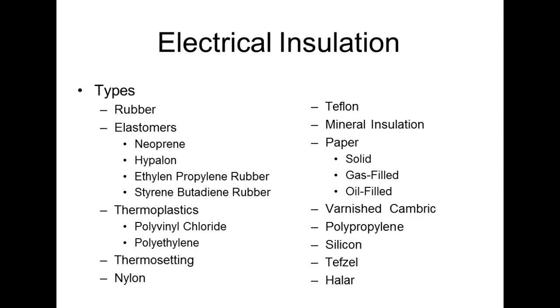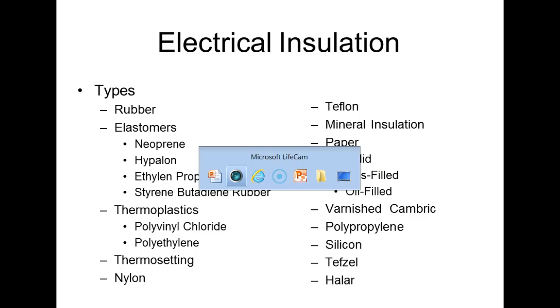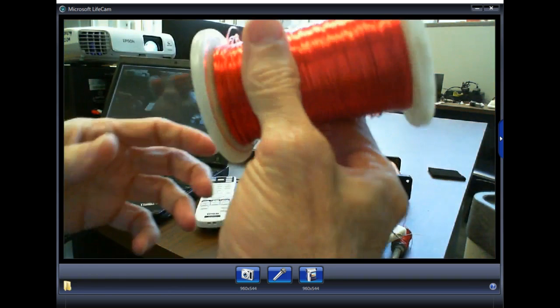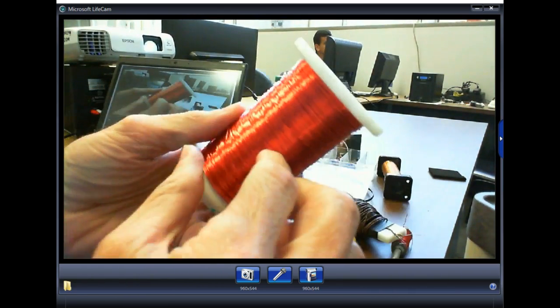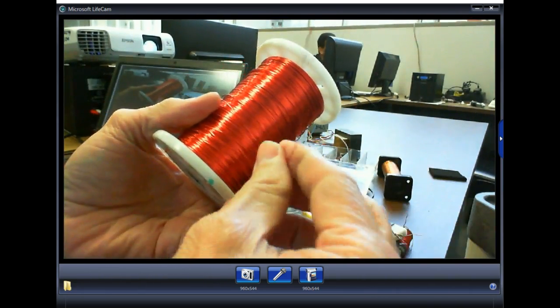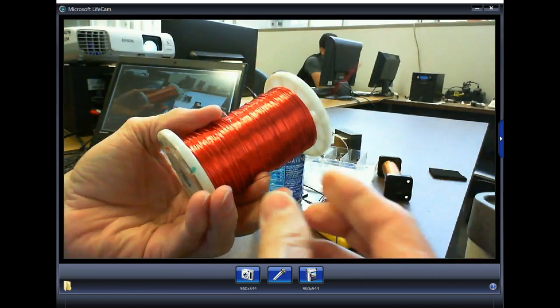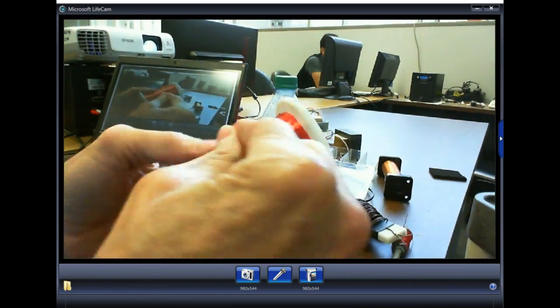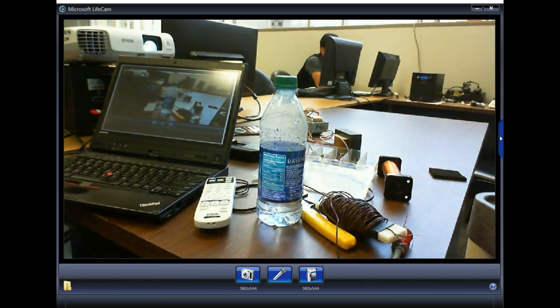Solid, gas filled, oil filled, varnish, and ceramic. And we see this a lot, especially in magnetic cable. Oh, where's my magnet? Oh, yeah. So this is that cable. We call it varnish. That's just painted on there basically, right? And this is what we call magnetic cable.